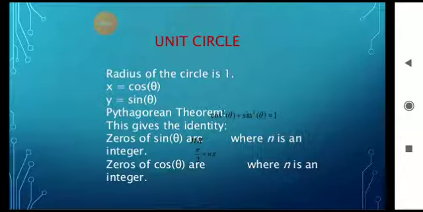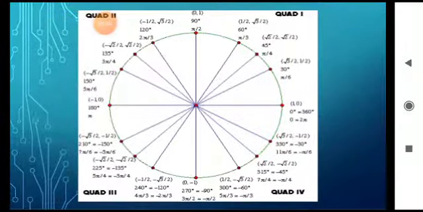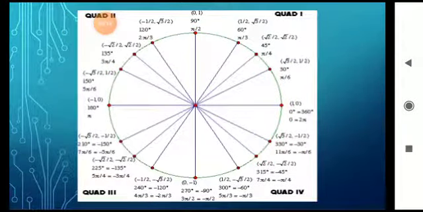Unit circle. The radius of the circle is 1, x is equal to cos theta, y is equal to sin theta. Then x square plus y square is equal to 1, and sin square theta plus cos square theta is again 1. This is again a cycle of 4 quadrants.